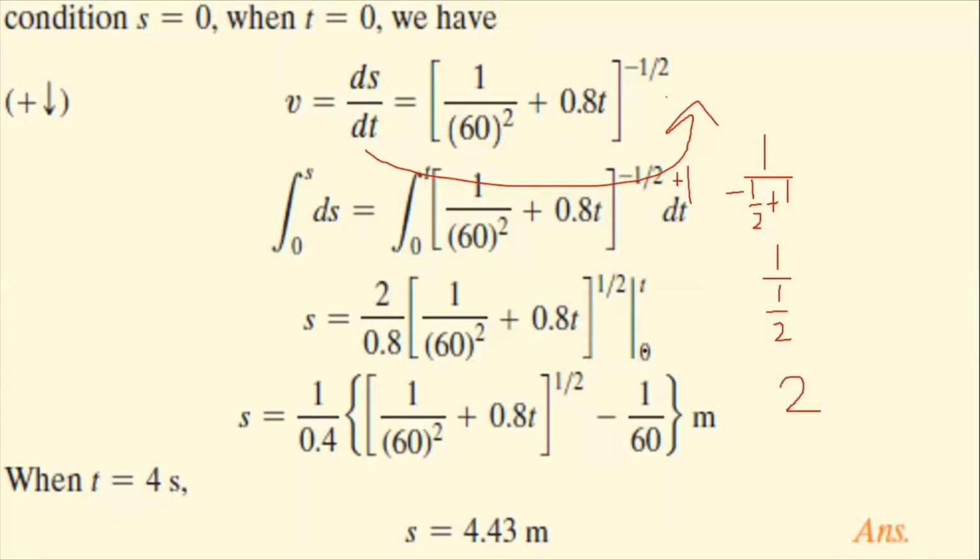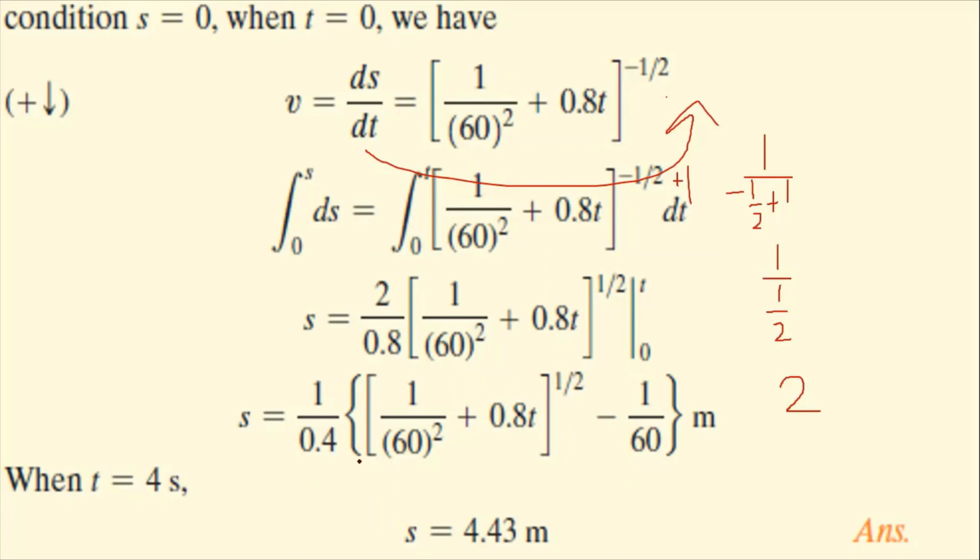So when we apply the limit over here, 0 to t, and when we apply 0 here, it will be only 1 upon 60 square plus 0.8t. So this term will become 0 when we apply 0 here. So first we will apply t here. So this equation will remain the same here. And then when we apply this 0 limit, this term will become 0. So only 1 upon 60 square is left. So the square is cancelled from the under root. So it will become minus 1 upon 60.